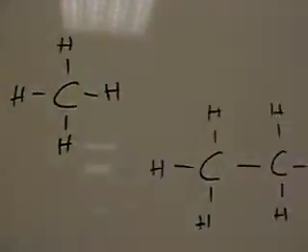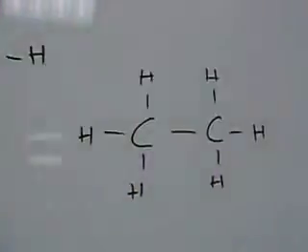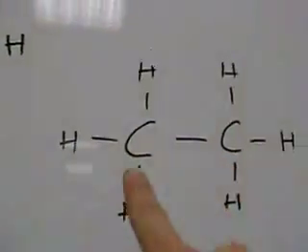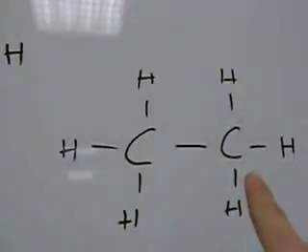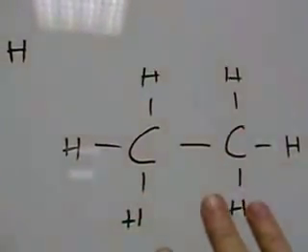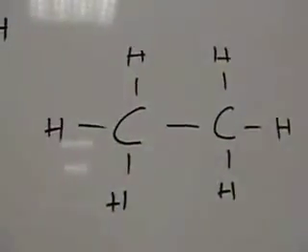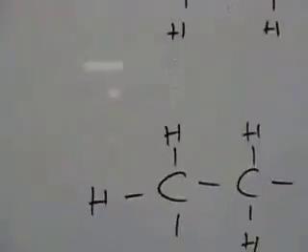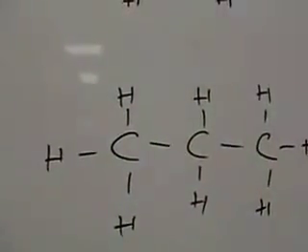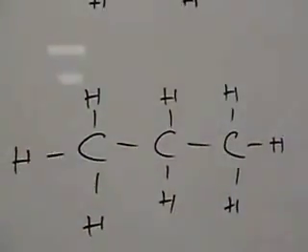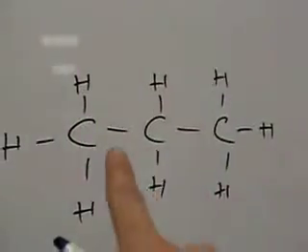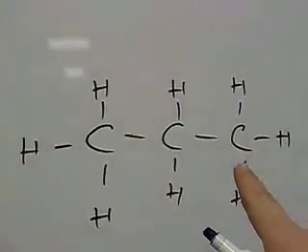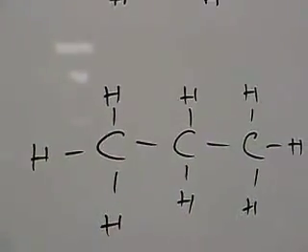Now, here is ethane. You can see that the two carbons are connected to each other, and each carbon has 4 bonds, so the rest is filled with the hydrogens. So that's the structural formula for ethane. Here's the structural formula for propane. Methane, ethane, propane. So 3 carbons, and then the rest is filled with hydrogens.